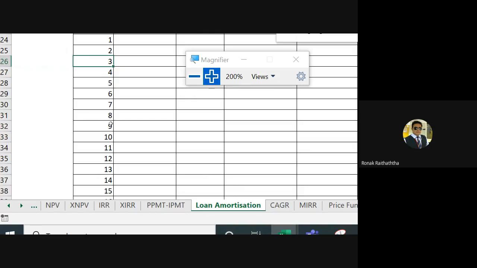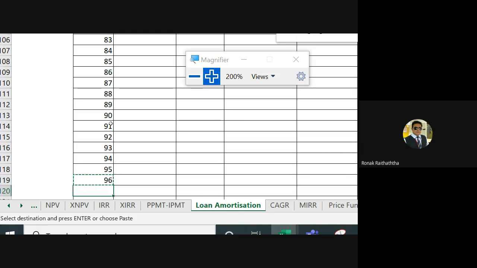And by pressing Control Down Arrow, you may check up to what time you have inserted. It's only up to 96, and we are supposed to reach 180. So let's copy this further.